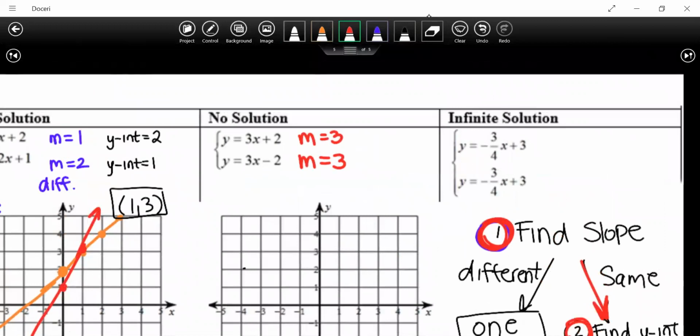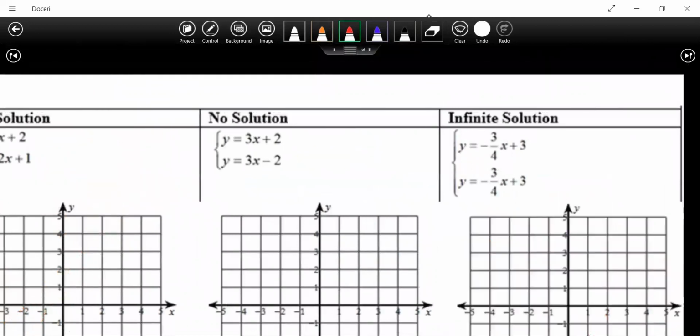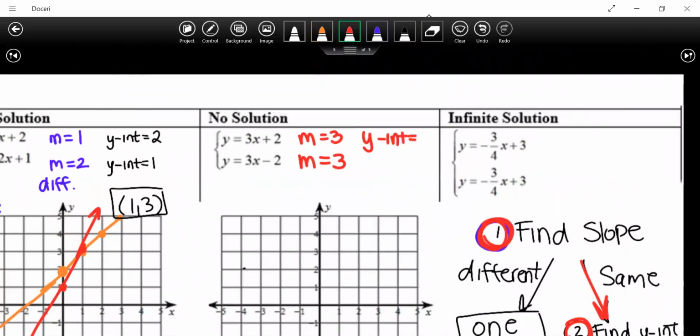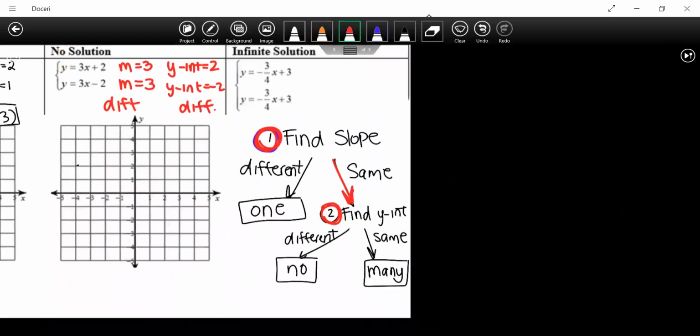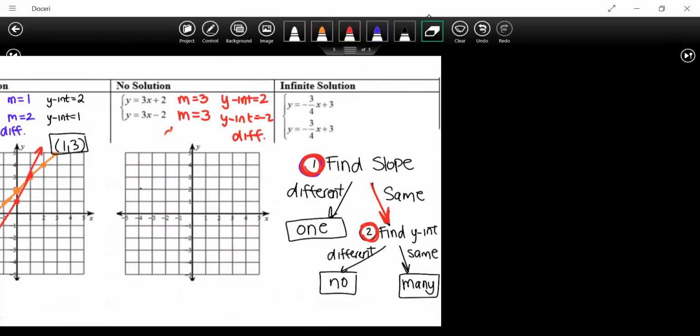My y-intercept on the top is 2. We're going to put y-intercept is 2. And the bottom one is -2. Are they the same or different? So this was different. And this is also different. So different and different. I'm sorry, they're the same. Oh, making boo-boos today. This is same and different. So same on one side, different is going to tell me how many solutions do I have? None. 0. No solutions. So it's going to be none.